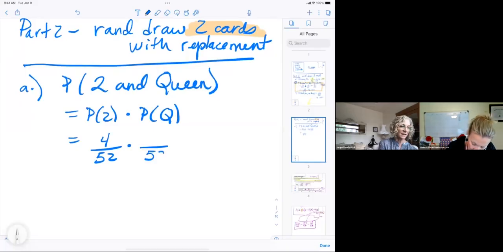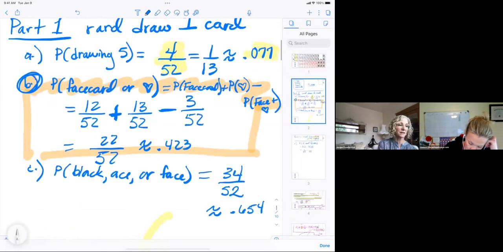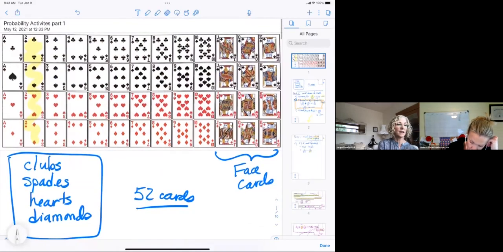And the next one being a queen. Do you see that because I am replacing the card, my denominator did not change. When we were drawing the marbles, that was without replacement, where I took the marble out and put it to the side, so there was only 11 left in the bag instead of 12. This one I'm replacing, so the denominator stays the same. And the number of queens, there are 4 queens. So I come up here and I see there's 4 queens.